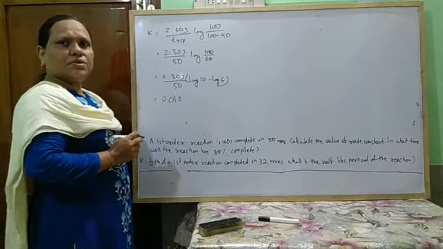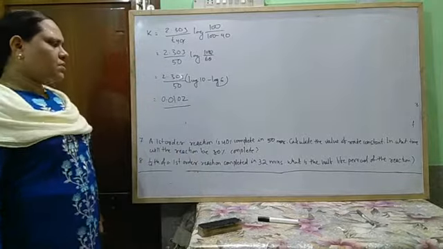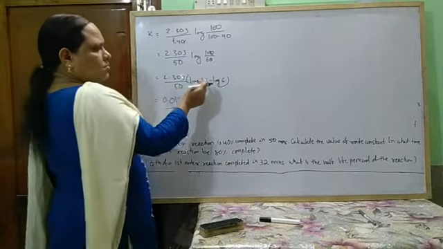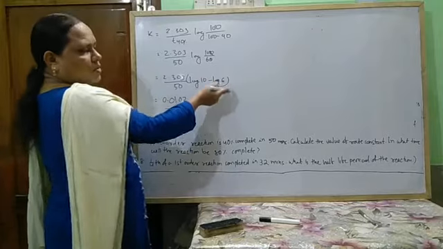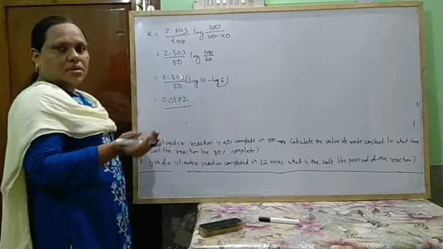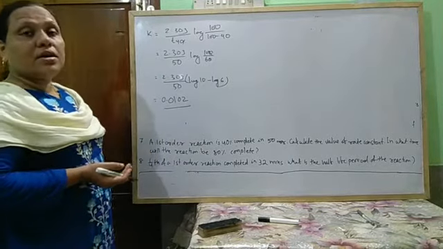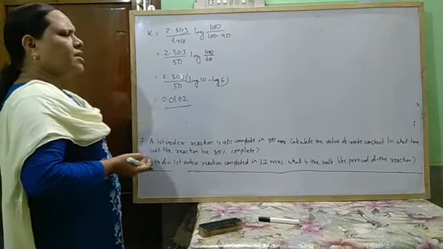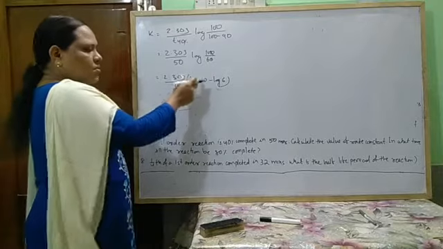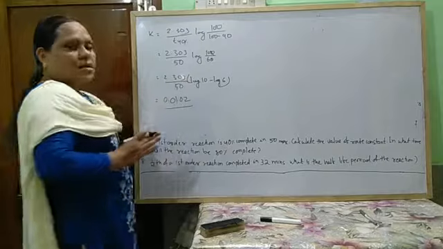Okay, so this value is 0.0102. Just find out the value of log 6: put log 2 plus log 3, where log 2 is 0.301 and log 3 is 0.477. Add these and subtract from the log 10 value, that is 1. Then multiply this, and you find the value.